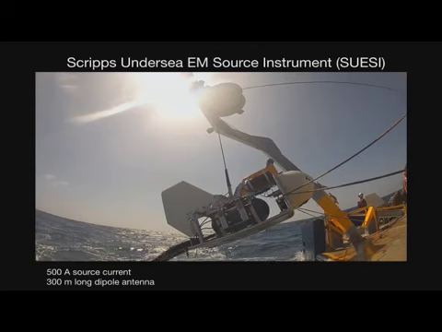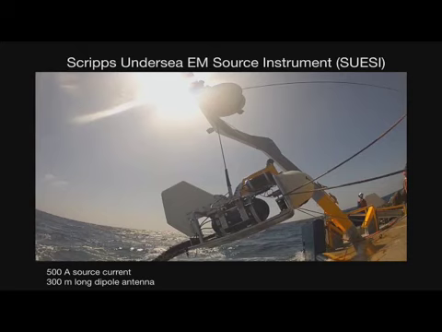Okay, so to collect the controlled source EM data, we use the same receivers like I showed in the previous movie, and then we have a transmitter. The transmitter that we developed at Scripps is known as SUSY, the Scripps Undersea EM Source Instrument. It basically takes a high voltage signal that you put on the deep tow cable here, and inside this pressure case is a really large transformer. It's about this big, and it transforms the high voltage into a high current signal.